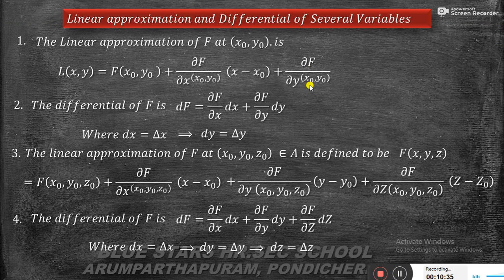So ∂f/∂y at the point (x0, y0) into (y − y0). So the differential, this is the linear approximation of f at (x0, y0), is L(x, y) equal to f(x0, y0) plus ∂f/∂x at the point (x0, y0) into (x − x0) plus ∂f/∂y at the point (x0, y0) into (y − y0).